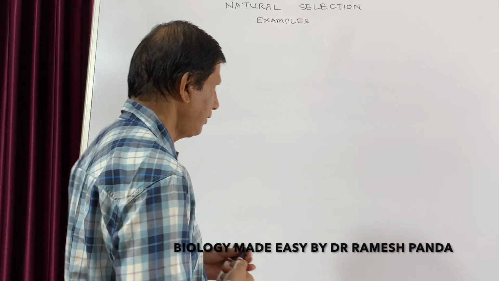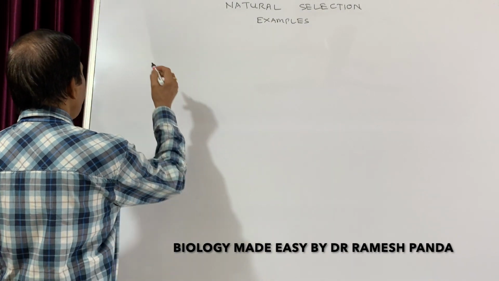Today in this video, we'll discuss some more examples of natural selection. In the previous video, we have discussed also some examples, that is industrial melanism, then pesticide-resistant mosquitoes, and sickle cell anemia. Then some other examples we'll discuss here. So the first one that we will discuss here is antibiotic resistance.